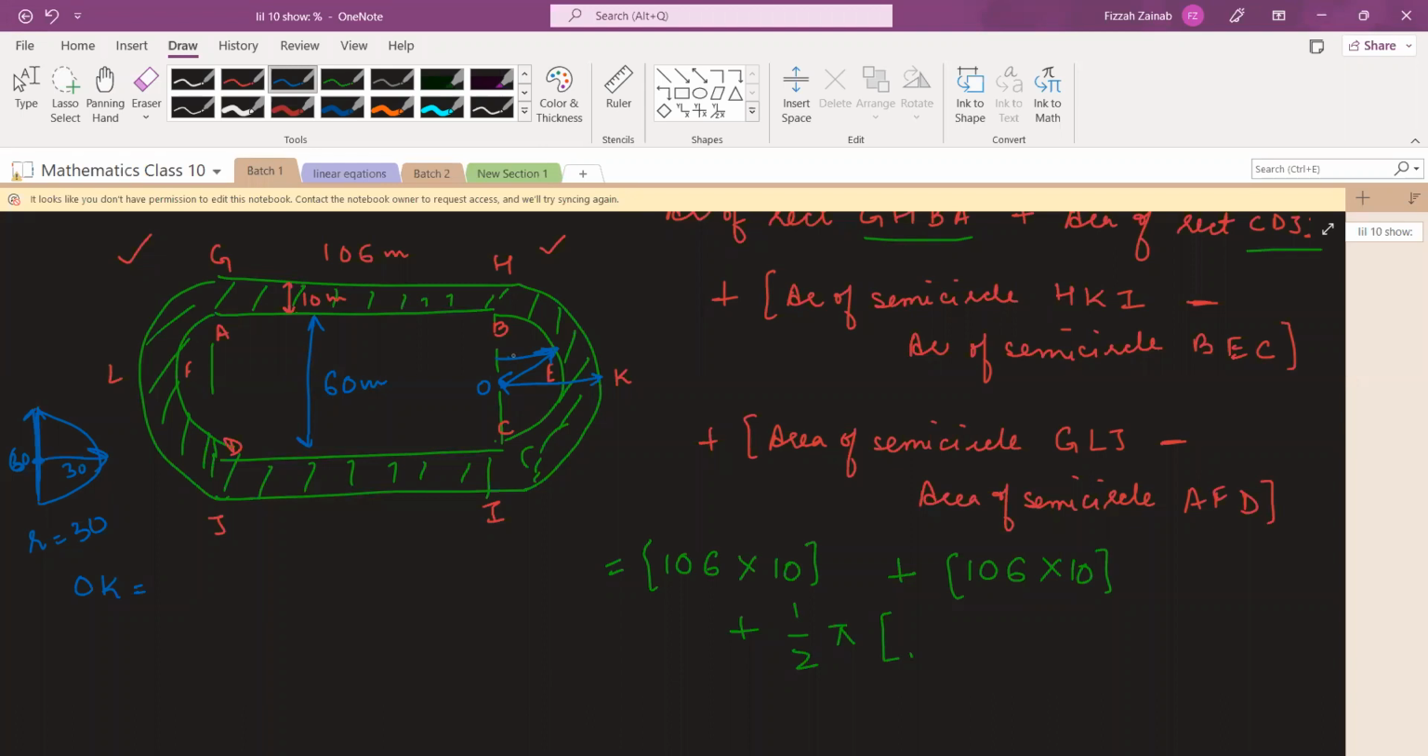So that means this short radius is 30. Is that clear? From here to here, this is 30. Is that clear? Yeah, ma'am. Okay. Now what about the large radius?